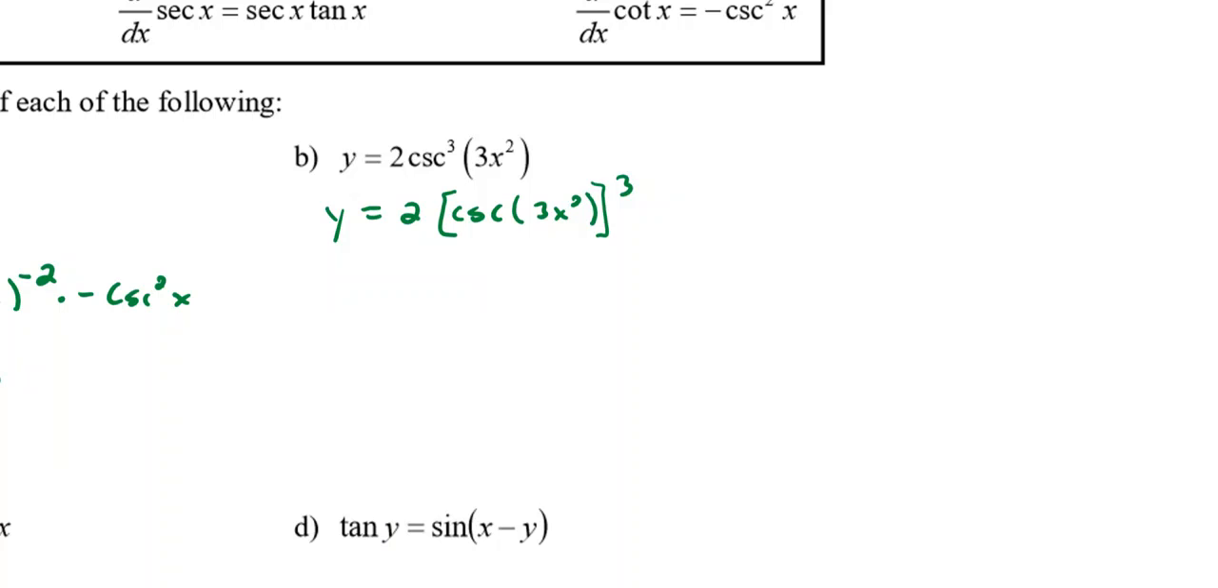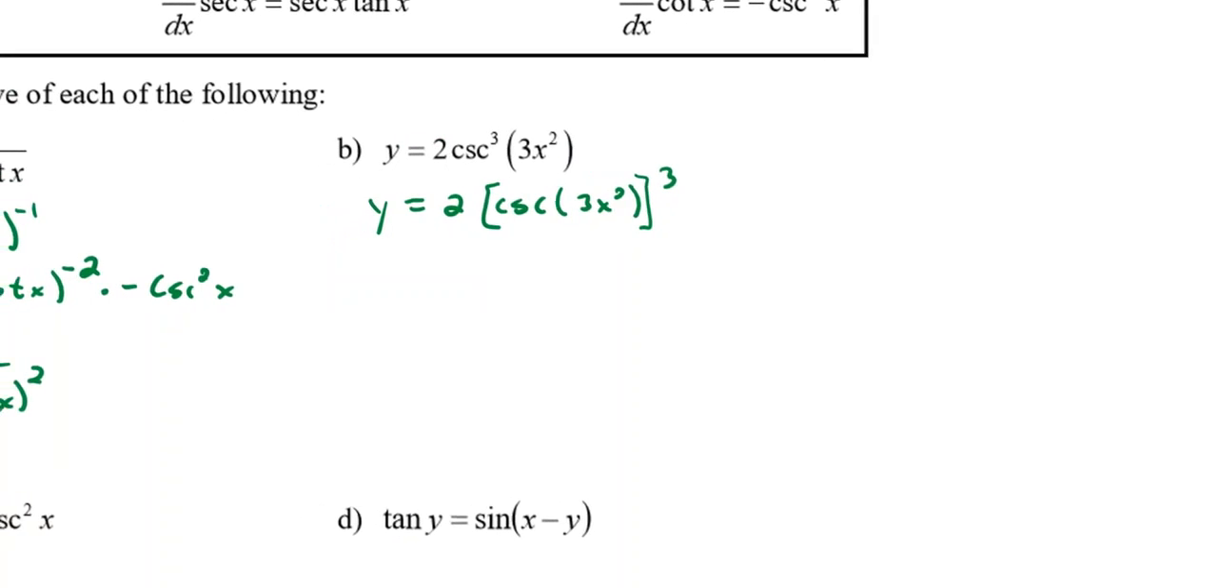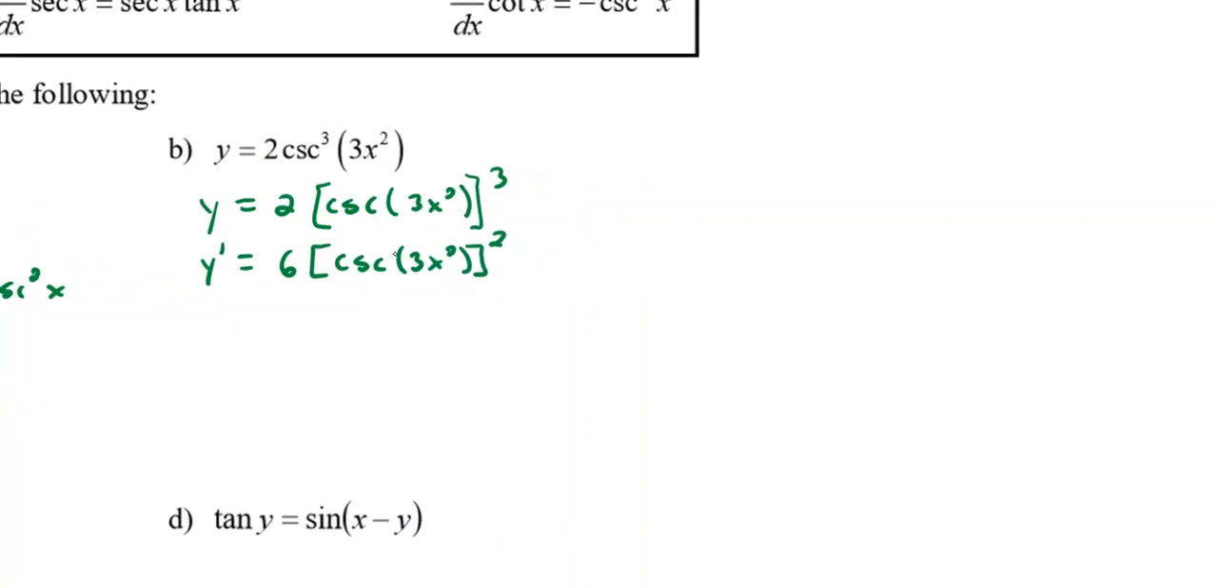So this looks like the job for the chain rule. So y prime is equal to, bringing the 3 down and multiplying by the 2, so that's 6. And then cosecant 3x squared to the power of 2 now. Okay, that's the first part of the chain, and then for the second part I need to multiply by the inside.